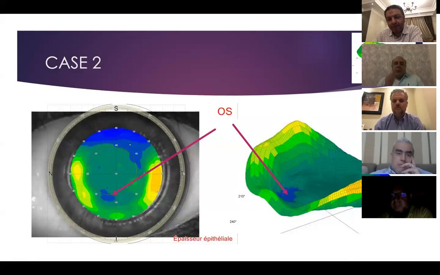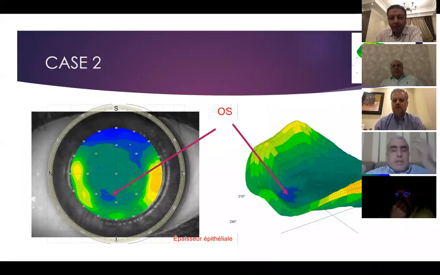Dr. Yasser, you have the Belin Ambrosio of this case? I have it, but not here. I don't have it here now, but I think it should be normal. It will be normal because Belin Ambrosio depends only on the elevation. The elevations are normal. And there is no elevation in a case like this.